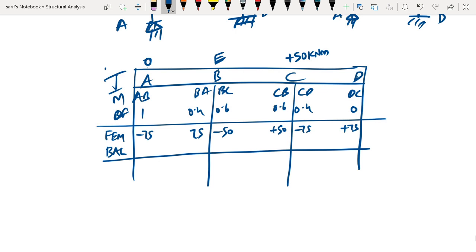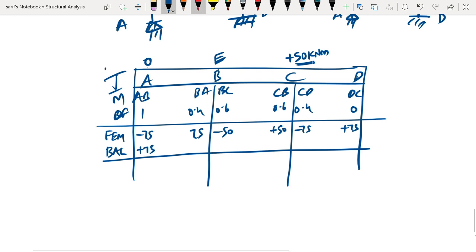Now what we have to understand is that when we equilibrate joint B, the net equilibrium, we have to reach a net moment of 0, whereas when we balance joint C, we need to ensure that the moment here is 50 kilonewton meter always. Okay, so let us start the balancing stage. To balance the end hinge, we have to apply a plus 75 here.